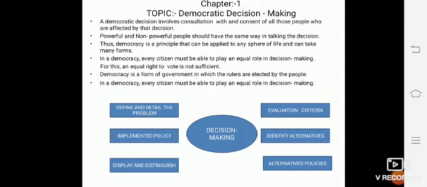For this, an equal right to vote is not sufficient. Or lastly we can say that democracy is a form of government in which the rulers are elected by the people, those who play a very important role, or we can say a very equal role in decision making.